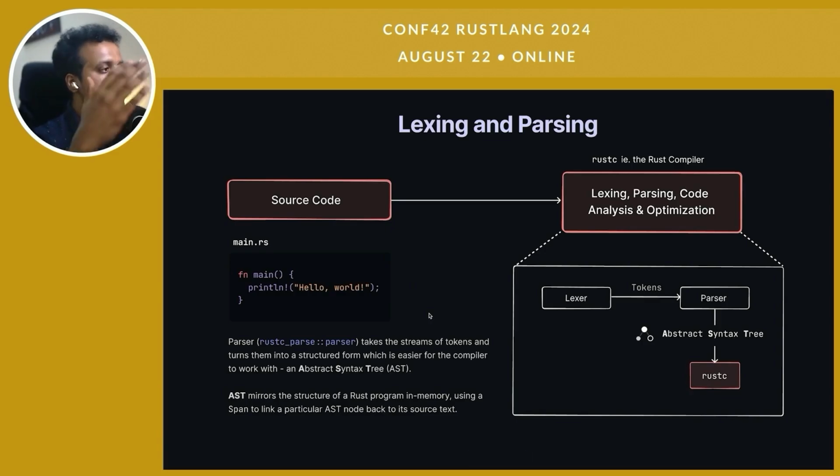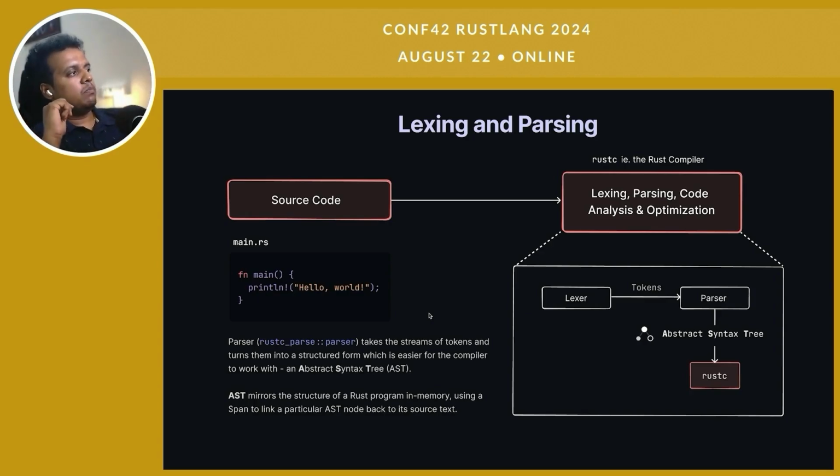So the AST mirrors the structure of a Rust program in memory. It is an in-memory representation, and it uses something called a span, right? A span, you can think of it as representing a region in code. So if you have a block in code, it represents a region in the source code and provides information about where that source code is available in the syntax.